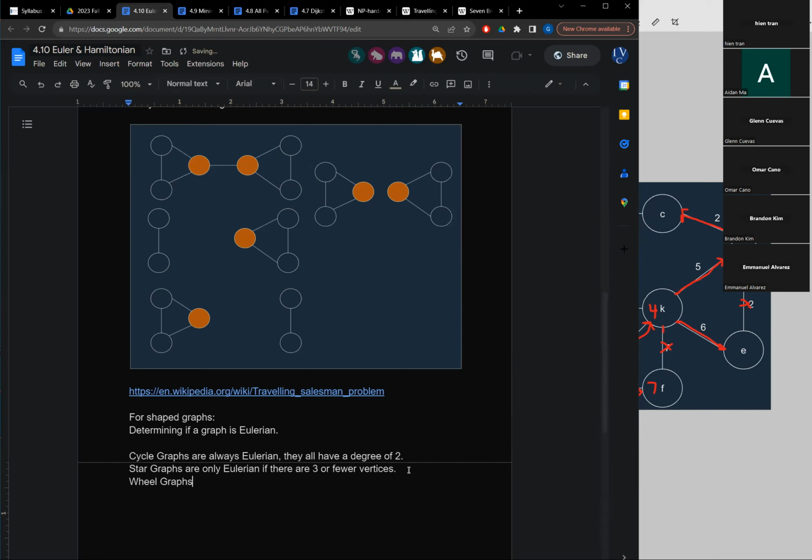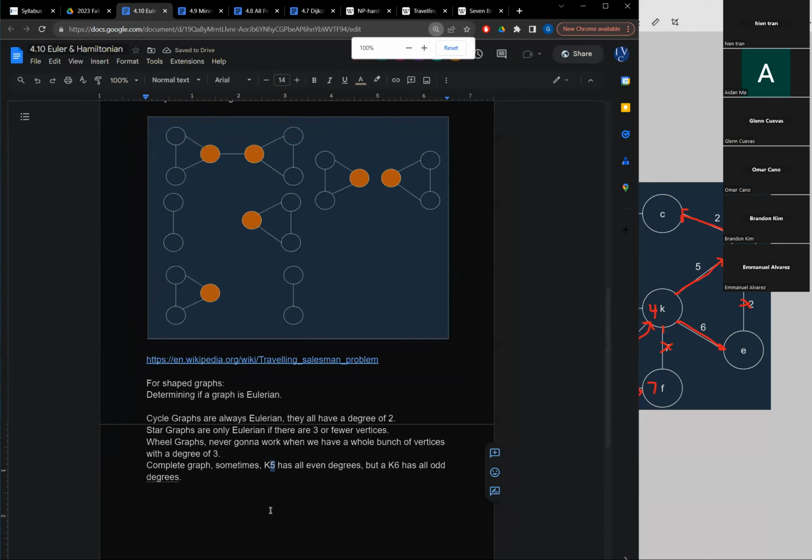Wheel graphs. Never gonna work. We have a whole bunch of vertices with a degree of 3. Complete graph sometimes, right? K5 has all even degrees, but K6 has all odd degrees. It's nope.